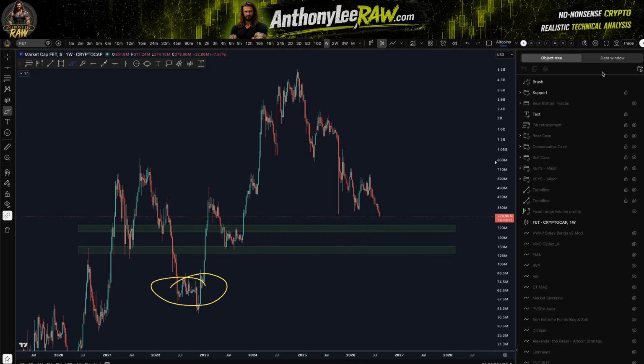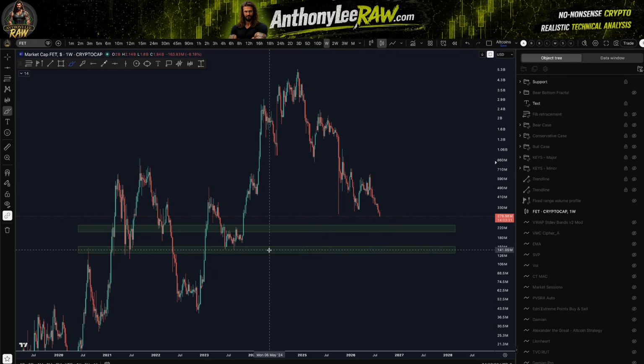But let's throw on a fractal. I'm not a big fractal bro. However, this cycle bottom is lining up awfully familiar with last cycle bottom. And by the way, I don't mind telling you, I do believe that the low is in, the bottom is in for Bitcoin, in my opinion. Clearly, it's not in for all altcoins because some altcoins are still bleeding like Fetch.